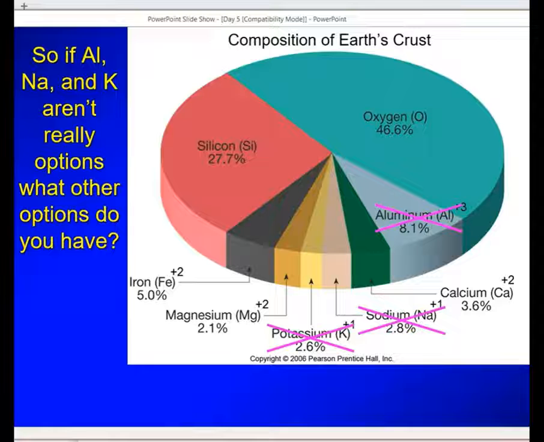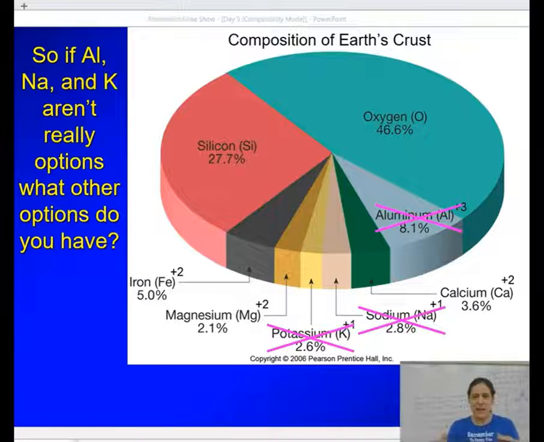So really, aluminum, potassium, and sodium, I mean, technically speaking, they would work to create something neutral. It just doesn't happen very often because their sizes are just too big. They just don't fit in that silica tetrahedron. They don't fit in the box very well. So if aluminum, sodium, and potassium, and Na is sodium and K is potassium, if they aren't really options, let's look at what other options we have.